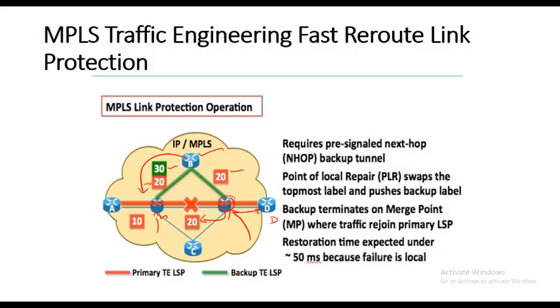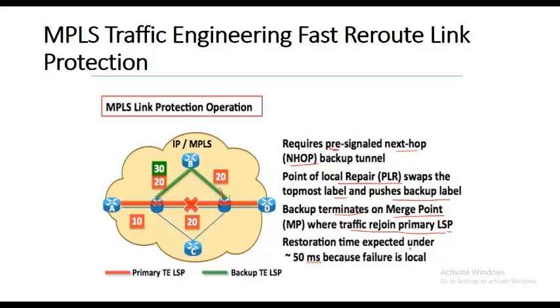MPLS traffic engineering fast reroute node protection. Node failure is less common compared to link failure. Thus, many networks only enable link protection, not node protection, because node failure is less. What we saw is link protection. Now, this is about node protection. Most of the failures in the network are link failures. Node failure is less compared to that.